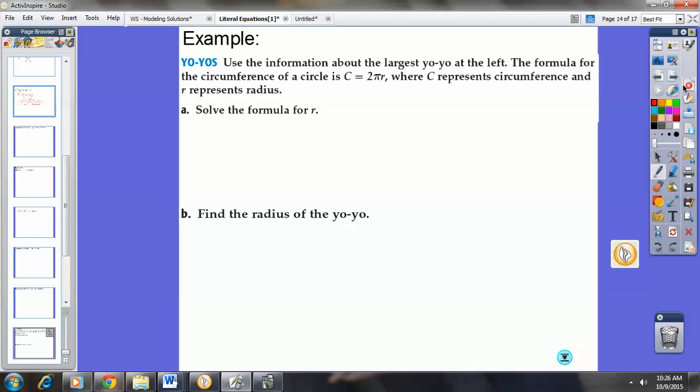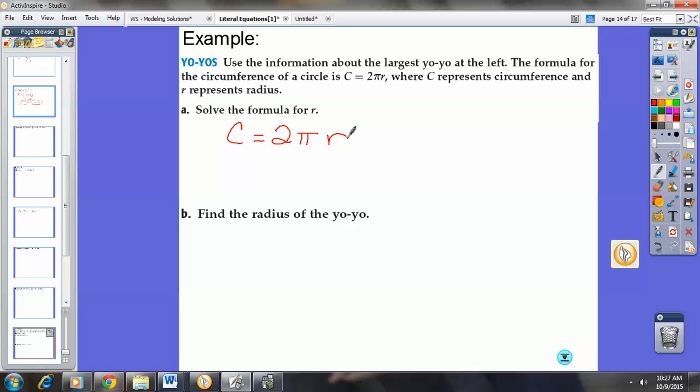The formula for the circumference of a circle is C equals 2 pi r. Sorry, 2 pi r, where C represents the circumference and r represents the radius. A. Solve the formula for r. Could you solve that formula for r?